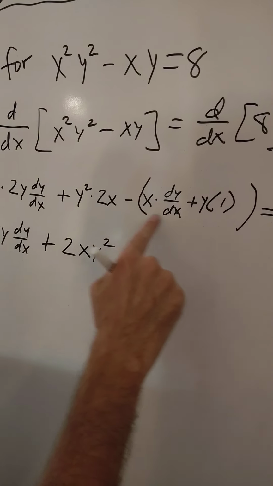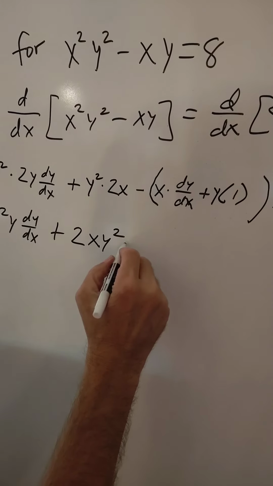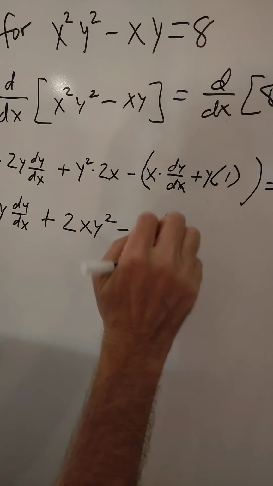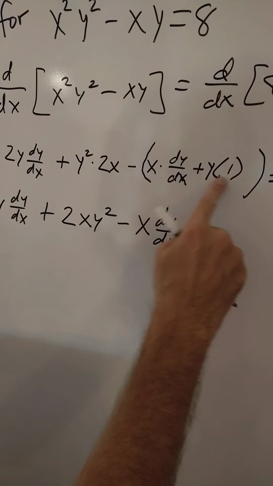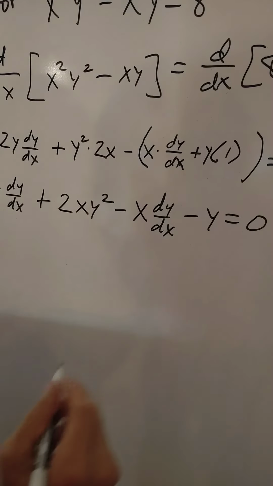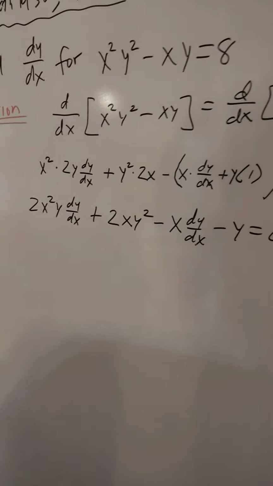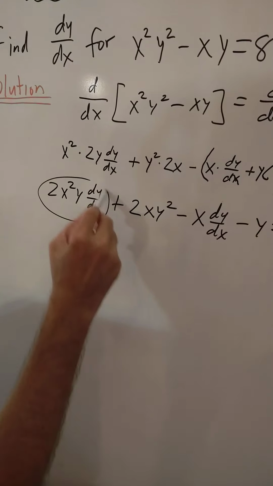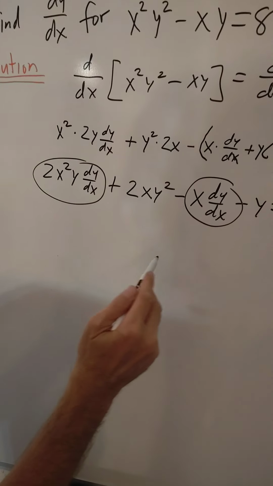Okay, now we're going to clear these parentheses by distributing the minus. For minus x dy/dx, and then y times 1 is y, but what's minus a plus y? Minus y, and that's going to equal 0. And now, here's the rule. You want your dy/dx terms on the same side. There's a dy/dx term, there's a dy/dx term.